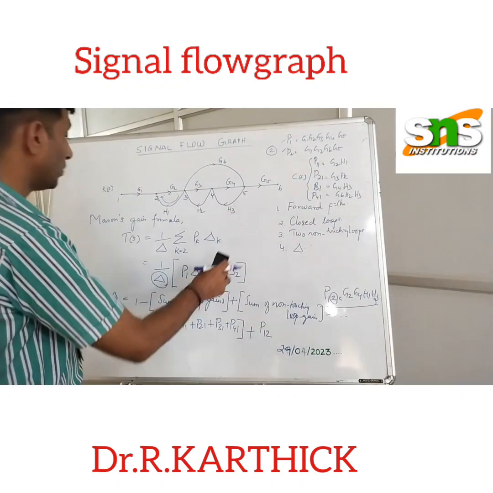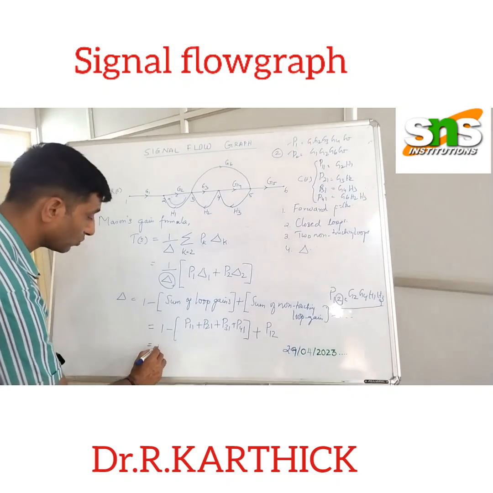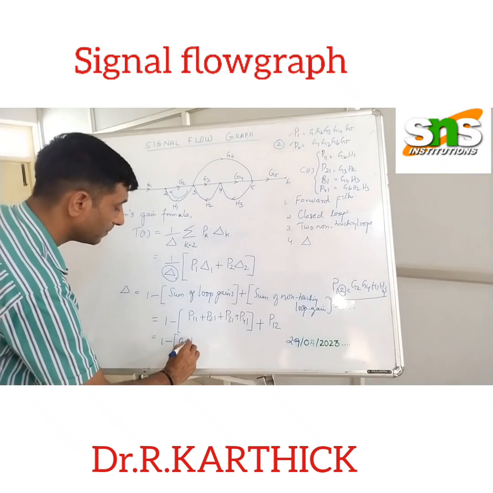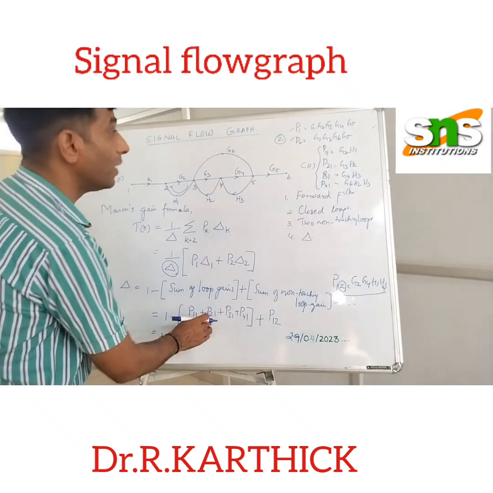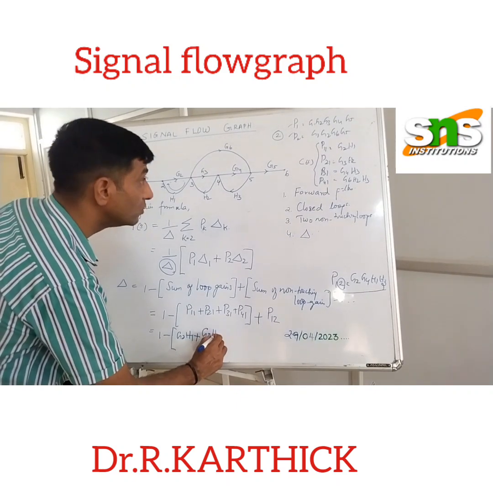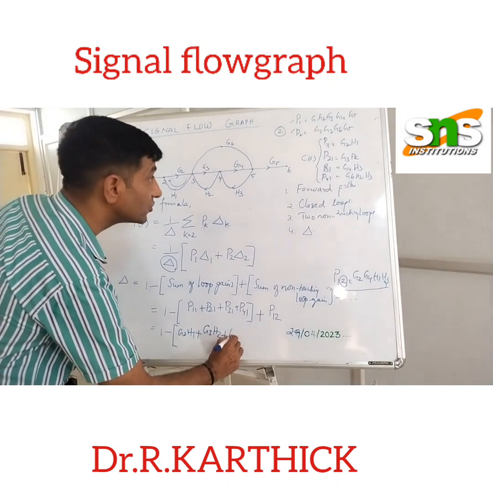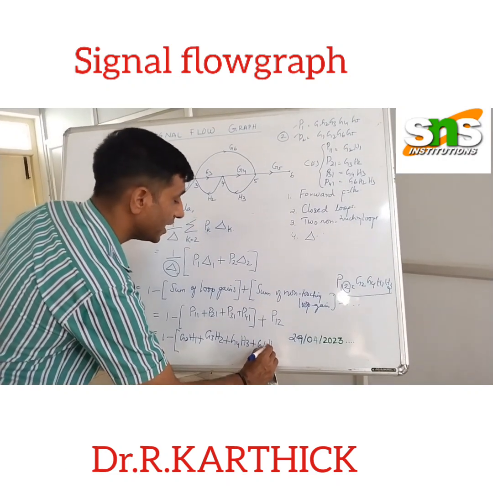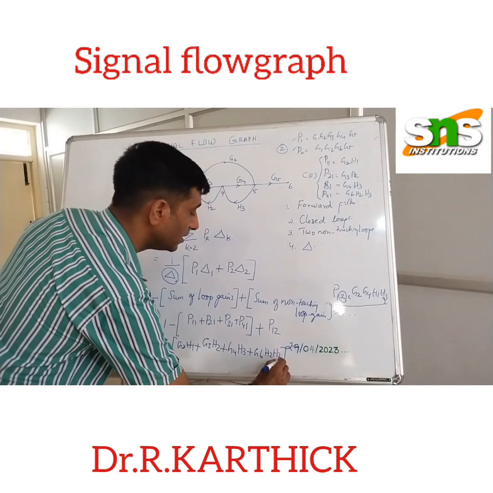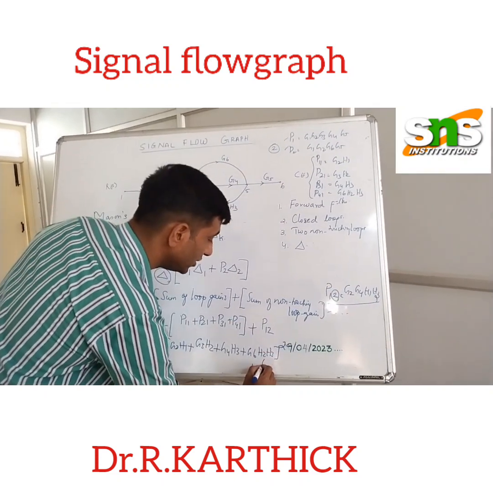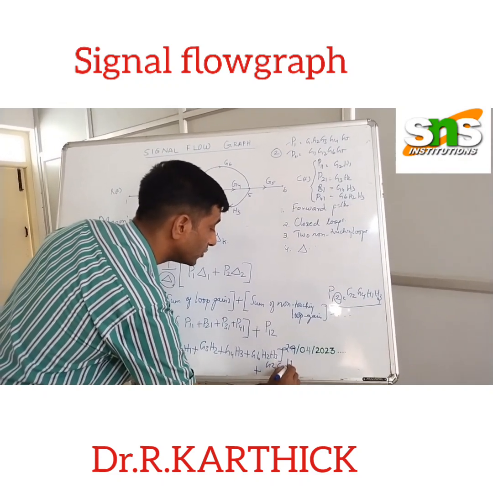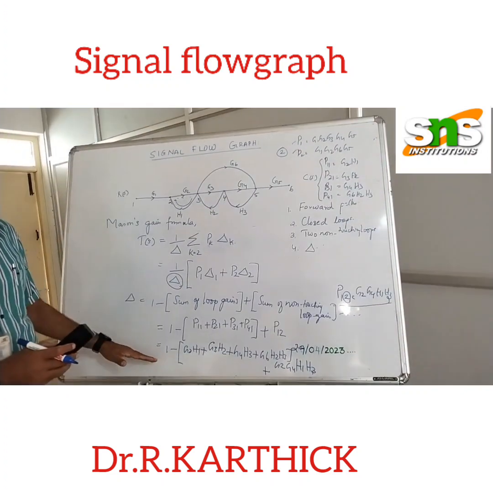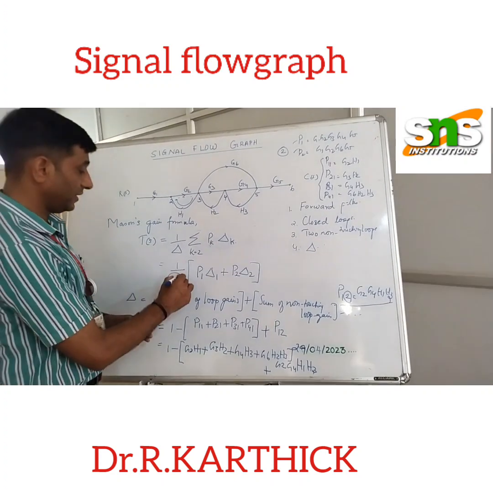Substituting for P1 and P2, we will get delta equal to 1 minus P11, which is G2 H1, plus P21, it is G3 H2, plus P31, it is G4 H3, and P4 is G6 H2 H3, plus P12, it is G2 G4 H1 H3. So we have identified what is delta.